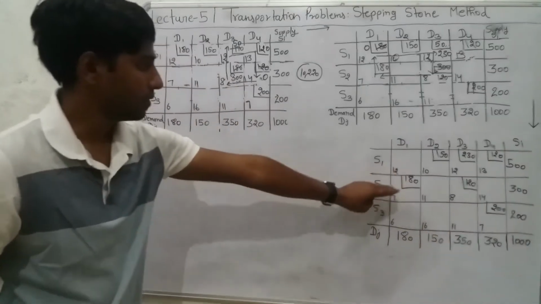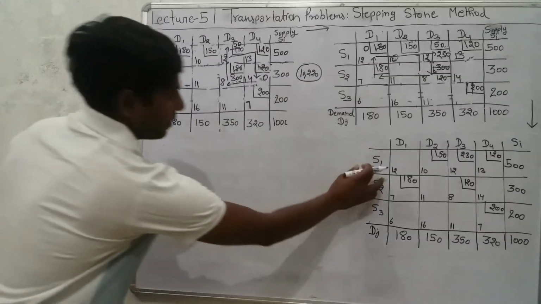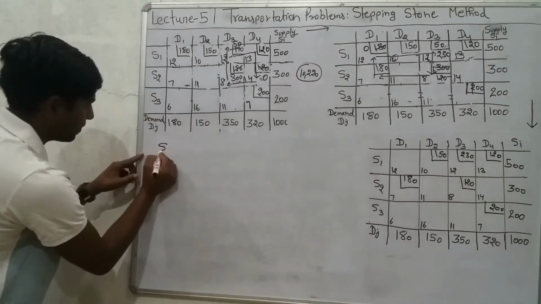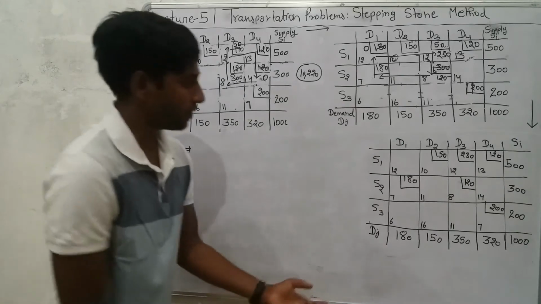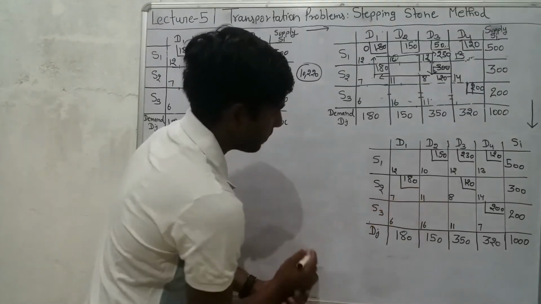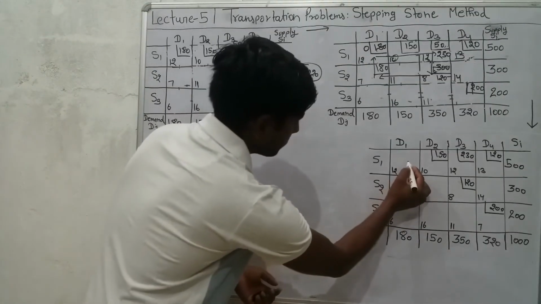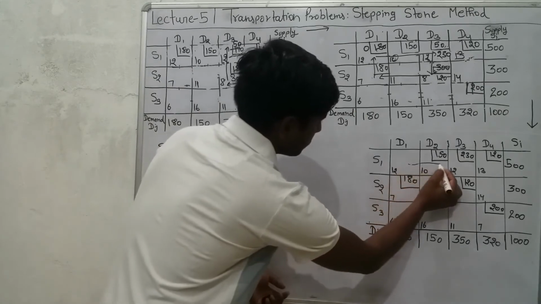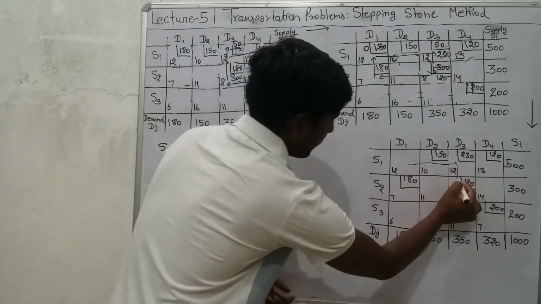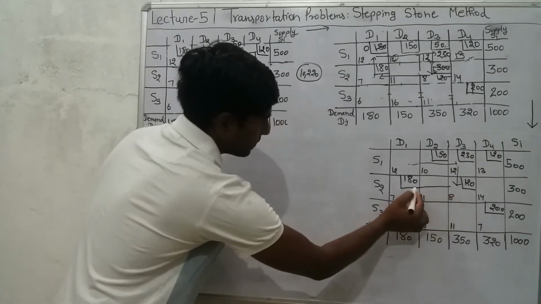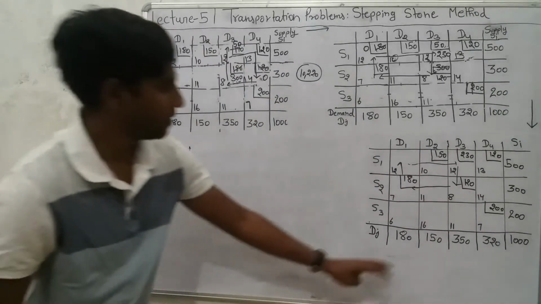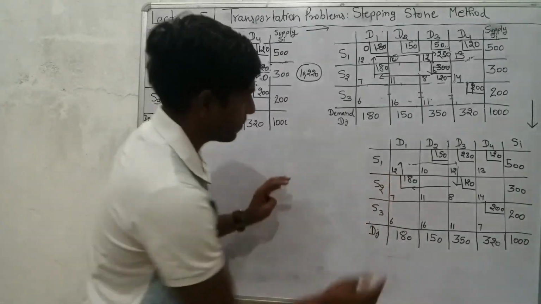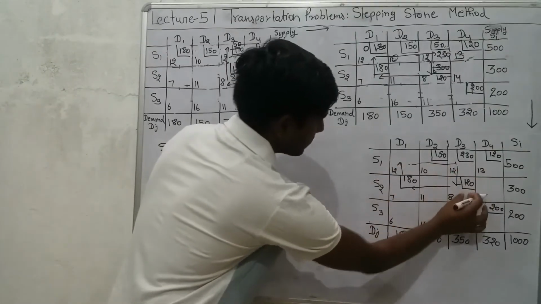Now, identify the unoccupied cells. Let's start with S1D1. S1D1. What would be the closed loop for this cell? We are going to start from this one to this one. Now to this cell, come back to this cell, and finally to the empty cell. So it is going to be the closed loop. This cell, this and this one.